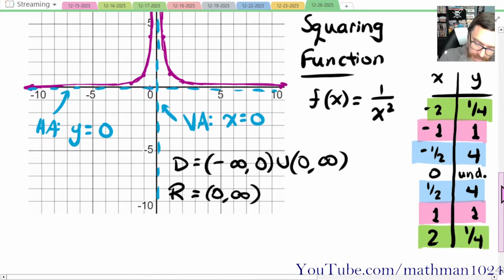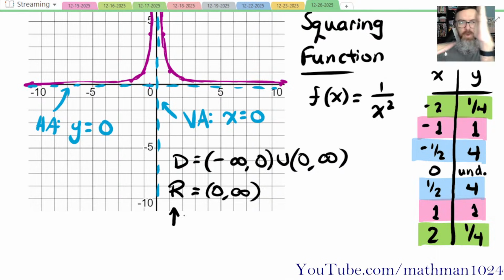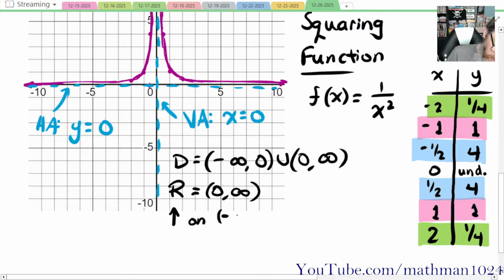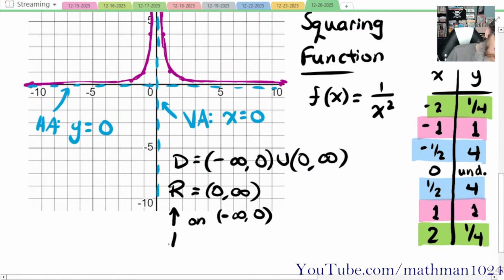Now, let's talk about where we are increasing and decreasing. Because you'll see here that as I come from the left, this guy is getting bigger and bigger, and then he hits that vertical asymptote wall, right? He just goes right up along that. So he's increasing on the left side, so increasing from negative infinity to 0. But then once you get past that vertical asymptote and you trace, you're going down from left to right. So then you're decreasing on the interval from 0 to infinity.